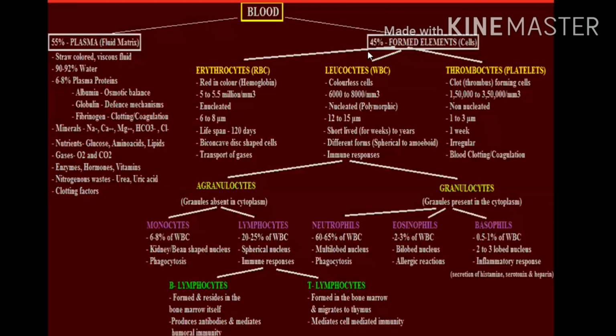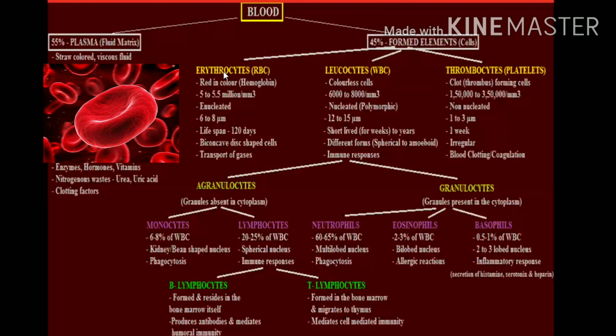Moving on to the 45% formed elements. The formed elements mainly comprise three components: erythrocytes, leukocytes, and thrombocytes. Erythrocytes are otherwise called RBCs, leukocytes are otherwise called WBCs, and thrombocytes are otherwise called platelets.